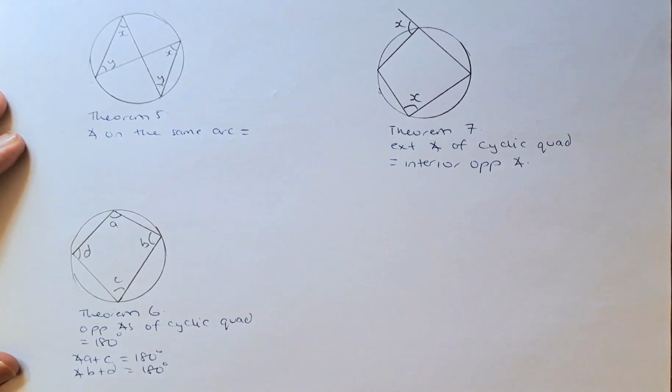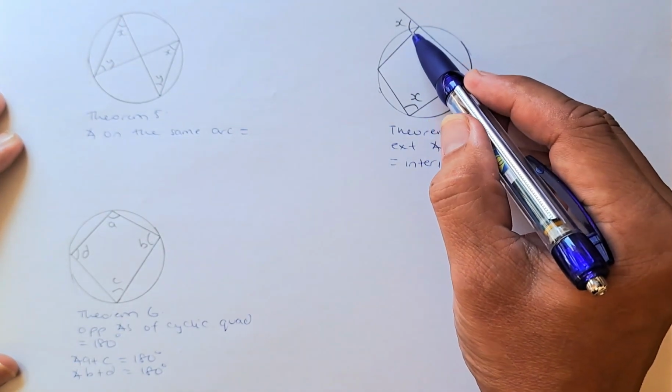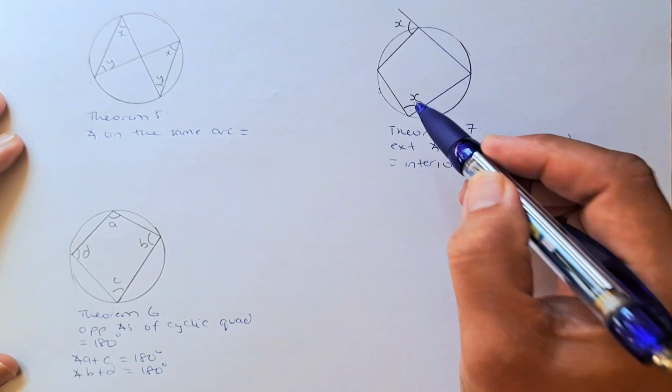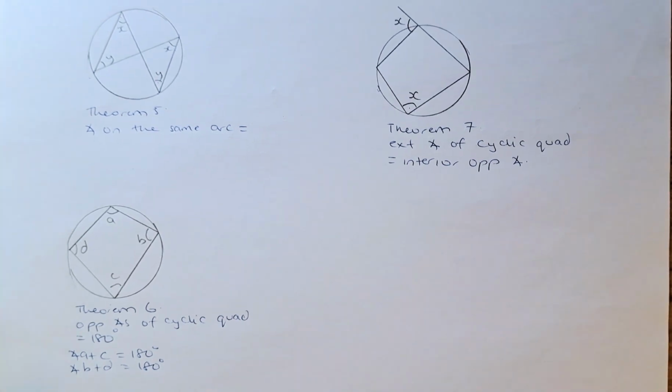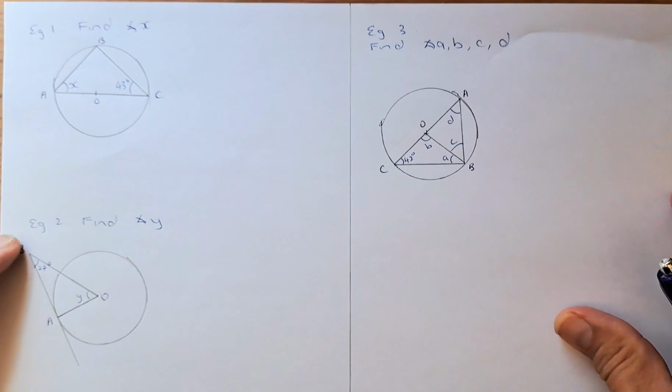And the last theorem is also a cyclic quadrilateral. The exterior angle of a cyclic quadrilateral, this angle here, is equal to the interior opposite angle. So this is opposite to each other, so they are the same. So the exterior angle of a cyclic quadrilateral equals the interior opposite angle. So let's do some examples now. Okay, so the first example is pretty simple.